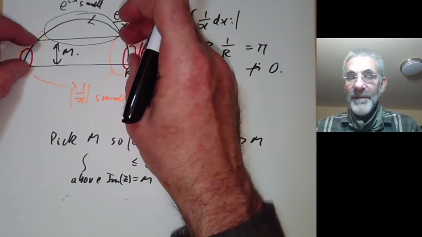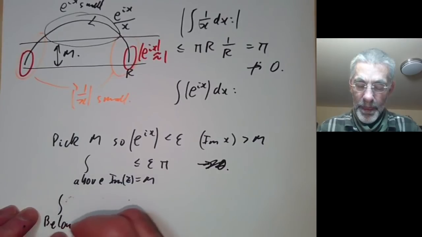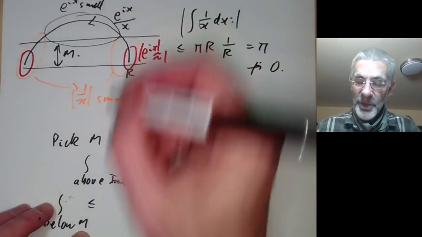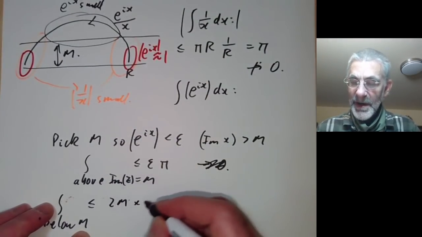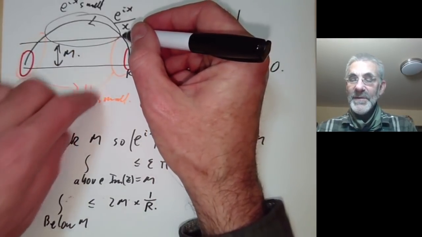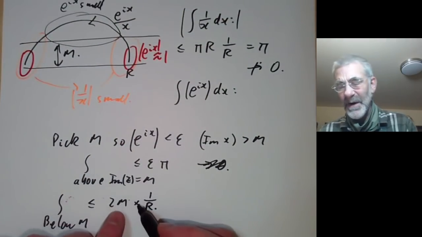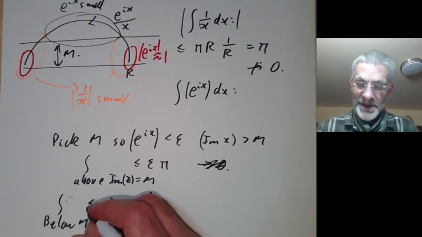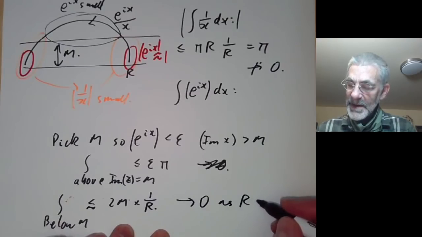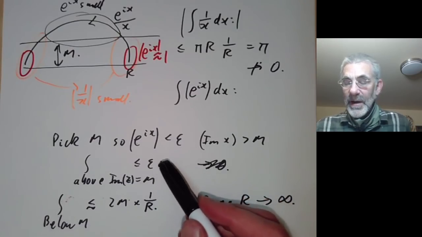And now we have the integral over the 2 bits below m. Well, this time it's bounded by approximately 2m times 1 over r, because the absolute value of x is about 1 over r, and the length of these paths is about 2m. Well, it's slightly bigger than 2m, but who cares? So it's approximately less than that. And this now tends to 0 as r tends to infinity.